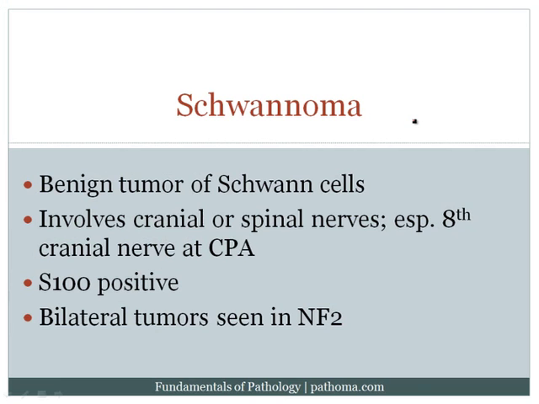Schwannoma is a tumor that we haven't talked about yet. It's a benign tumor of Schwann cells, and Schwann cells, of course, are the cells that myelinate the peripheral nervous system. Now this can involve the cranial nerves or the spinal nerves, and it's especially common involving the 8th cranial nerve at the cerebellopontine angle. And so that's why we're including it in this discussion, because when it arises at the CPA, that's going to be within the cranium. And so we're talking about it here as a central nervous system tumor.